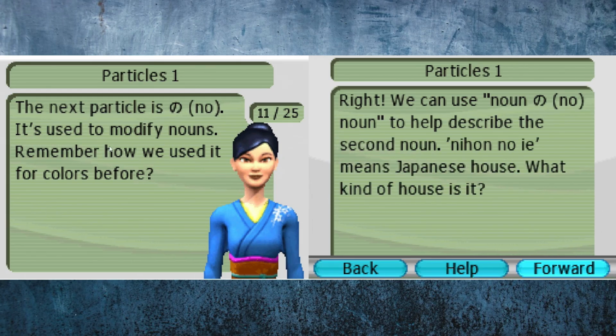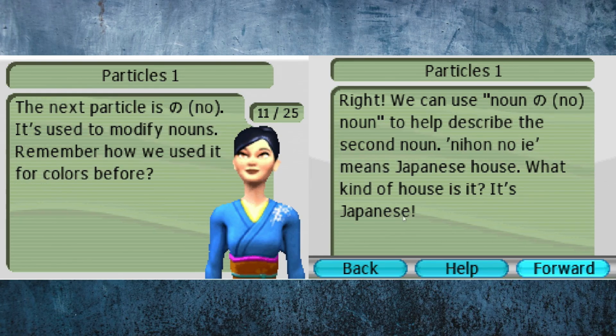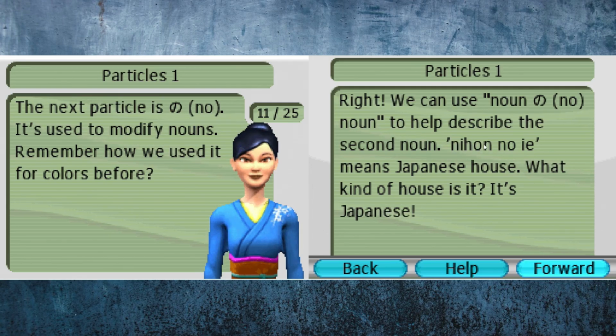It's used to modify nouns. Remember how we used it for colors before? Right, we can use noun, no, noun, to help describe the second noun. Nihon no ie, so it means Japanese house. What kind of house is it? It's Japanese. So Nihon means Japan, no is a particle, and ie is house, so Japanese house.